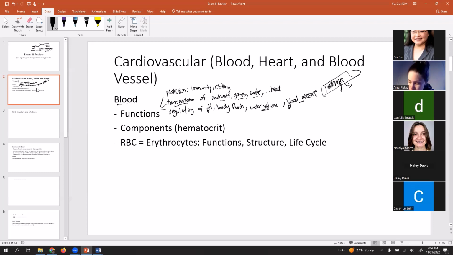Okay. Now with a component of blood, we can do what's called a hematocrit. And hematocrit takes blood and puts it into a tube. Okay, and puts that tube into a centrifuge. You can lay all the tubes there, and it's going to spin it. And when it spins the vial of blood, the blood's going to be separated based on density.